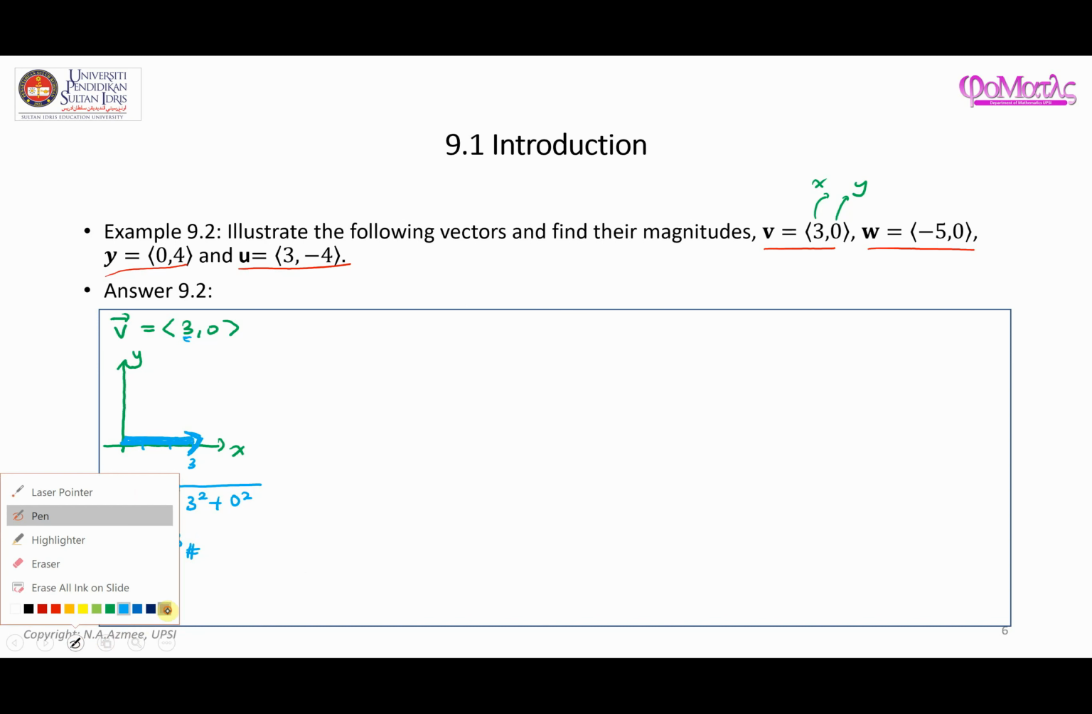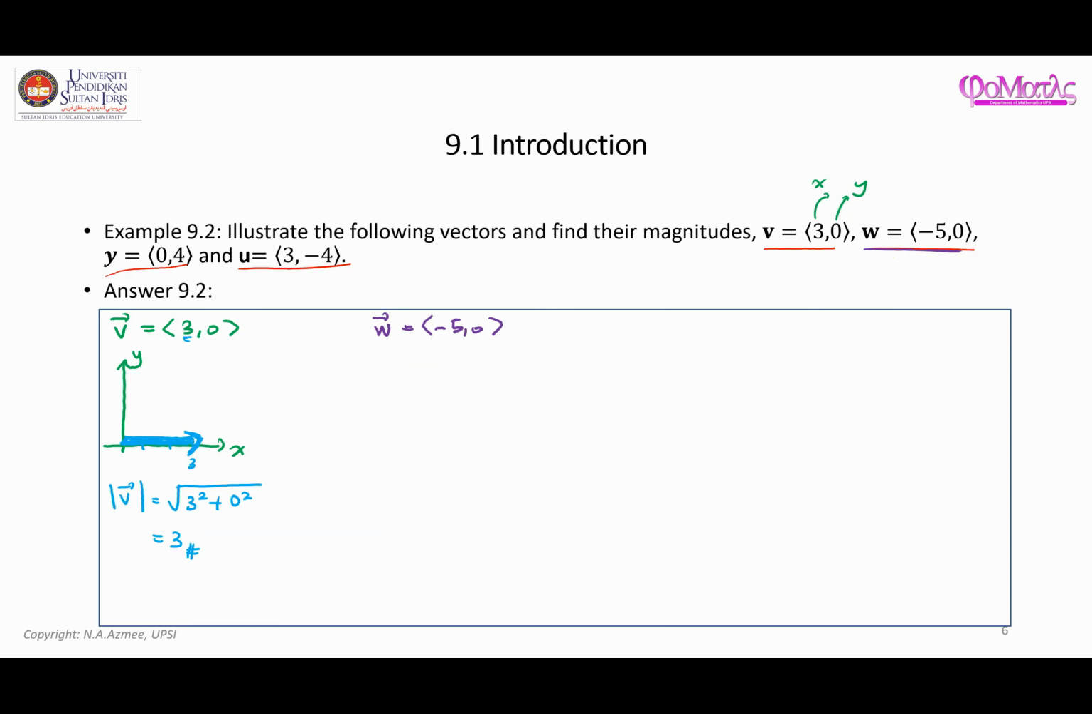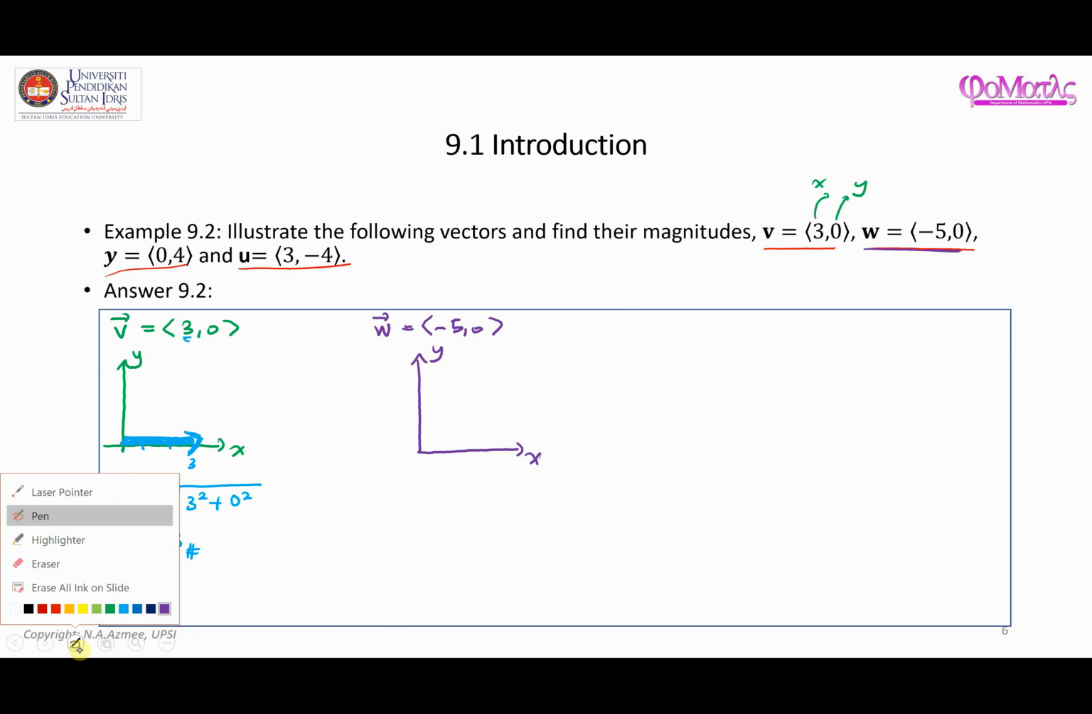Now next let's talk about the second vector, vector w. So we have here w is -5 and 0. This is the representation. This is x, this is y, and the component given here is actually -5. So this is in this direction. Just give me a moment.